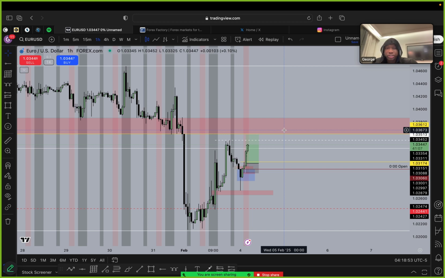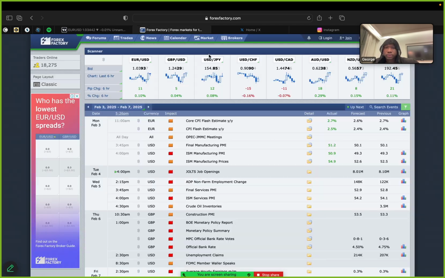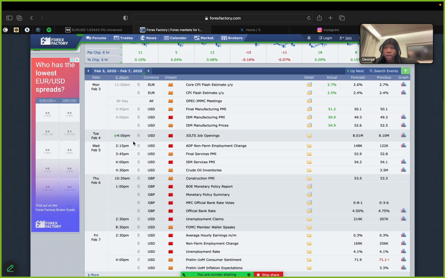But this is really a really good trade. Really massive run. What news do we have today, man? Even so, we have JOLTS at 10 o'clock. That was good. I already knew this. That's why I looked to trade today.